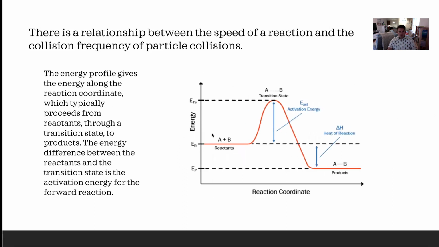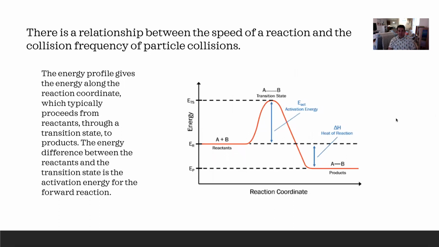All right, so the energy profile gives us the energy along the reaction coordinate, which typically proceeds from reactants through a transition state to products. The energy difference between the reactants and the transition state is the activation energy for the forward reaction. All right, if we were to do the reaction in reverse, it would be from the bottom products line to the transition state. But the hump, the hill that we have to overcome is our activation energy. We can see these in these diagrams.